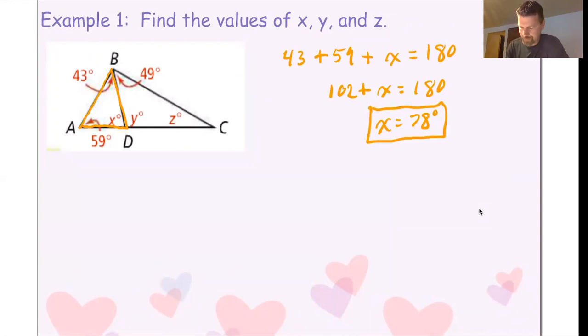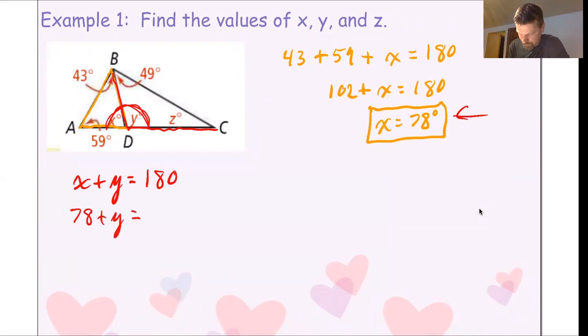All right, let's find Y. Take a look at X and Y together. What do you notice about those two angles? Together, they form a line. So I know X plus Y is going to have to be 180 degrees. However, I already found X. X is 78, so 78 plus Y has to be 180. If you subtract 78 from both sides, Y is going to be 102.